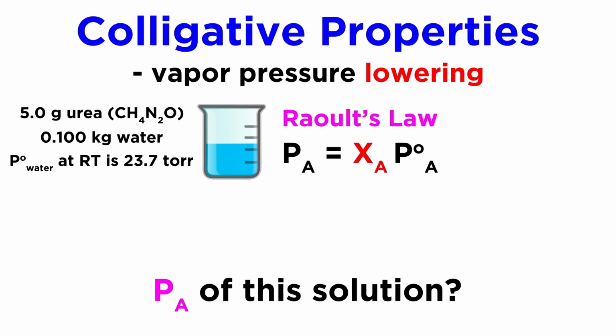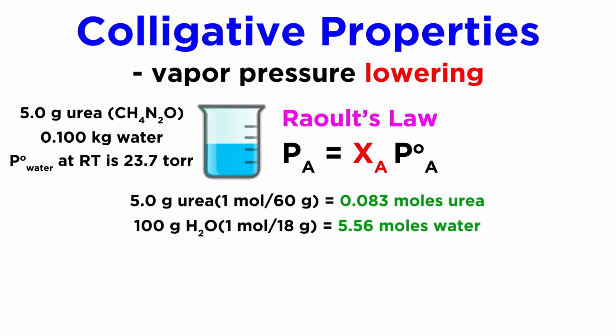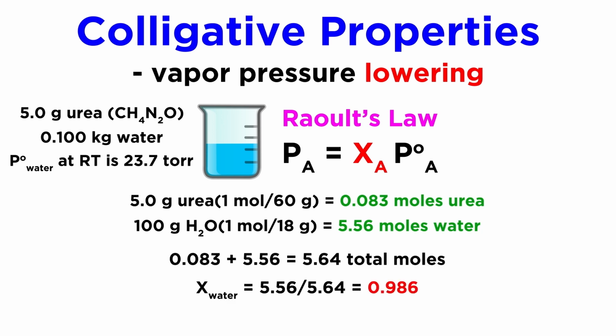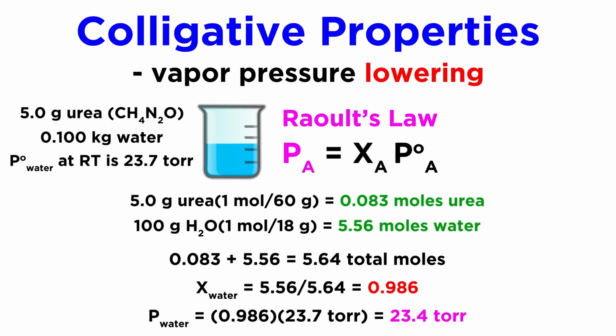Well, we have to get the mole fraction of water, which we can get by calculating the moles of urea and the moles of water. Once we calculate those values, we simply divide the moles of water by the total moles to get the mole fraction of water, which is very close to 1 since the solution is predominantly solvent. Once we have the mole fraction of water, we can plug that in along with the normal vapor pressure of pure water, and we can solve for the vapor pressure of this solution, which will be slightly lowered due to the presence of solute.